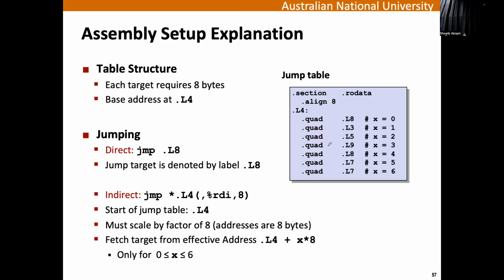So we fetch the target: we compute the effective address, and at this address is stored the address of the code block that we want to execute. So this is where indirection is really helpful.